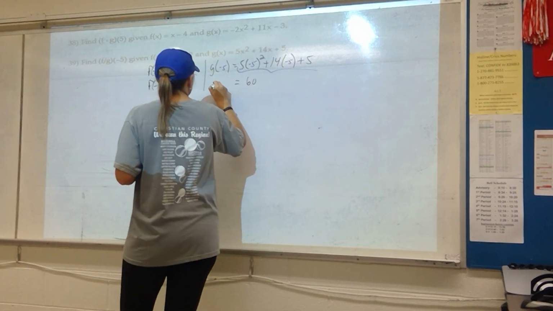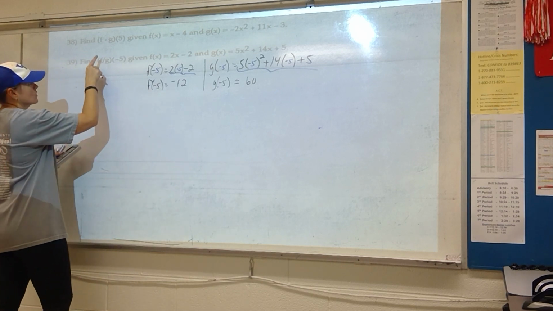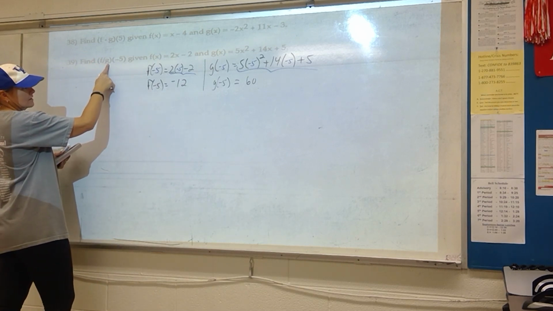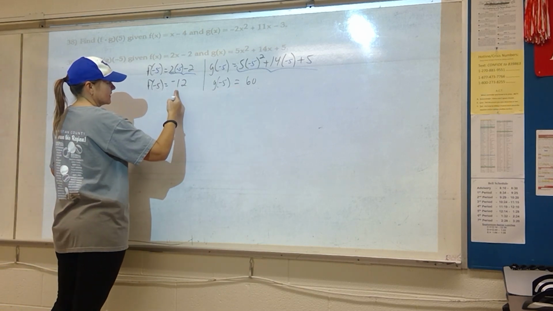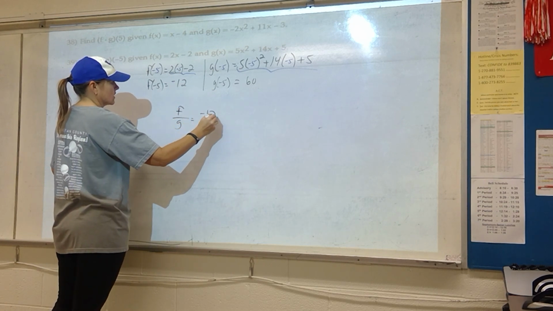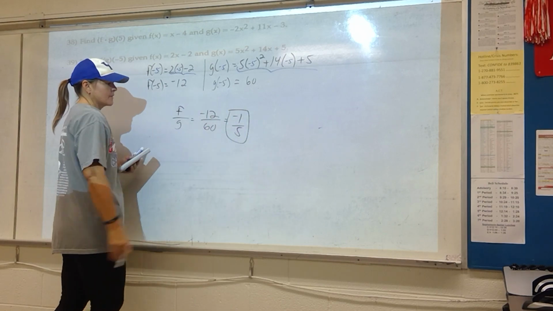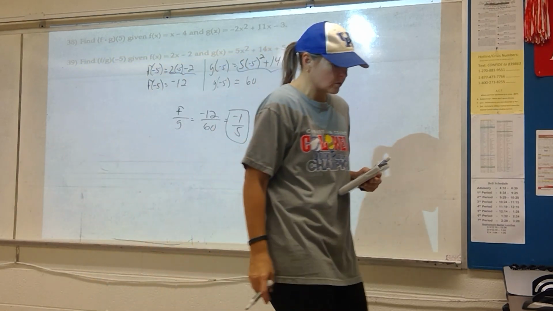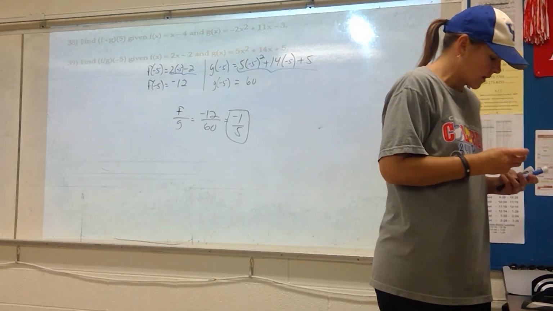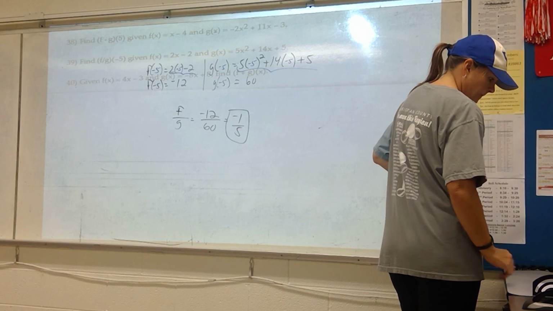Now you need to make sure you RTFQ, read the freaking question. It wants f divided by g, not g divided by f. So make sure you pay attention on the test. F divided by g. So this is negative 12 over 60. It's going to be negative 1/5. Same thing as negative 0.2. Let me see what, yeah, she wrote it as negative 1/5. So that's what I would go with. And that wasn't too bad.